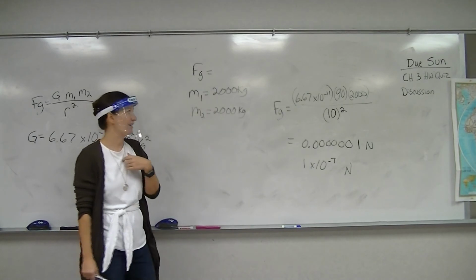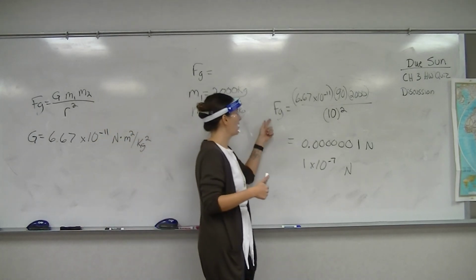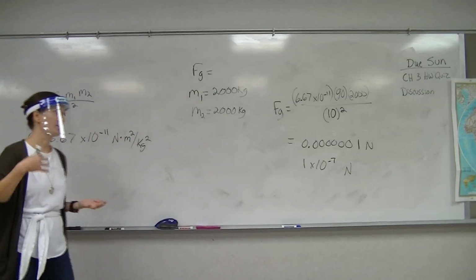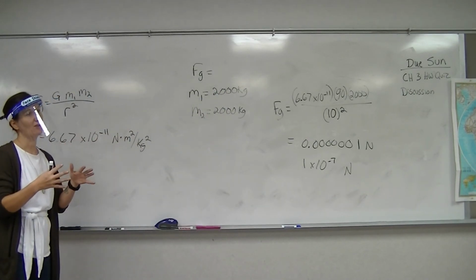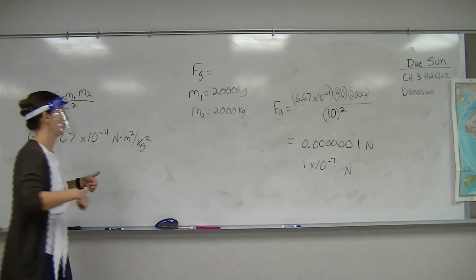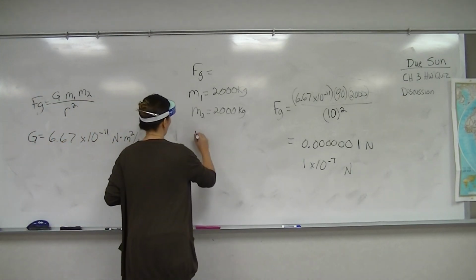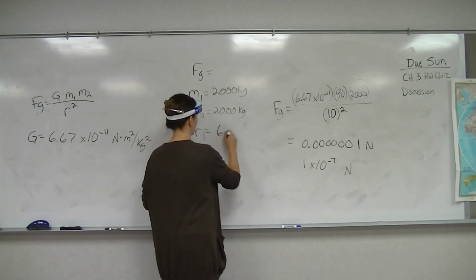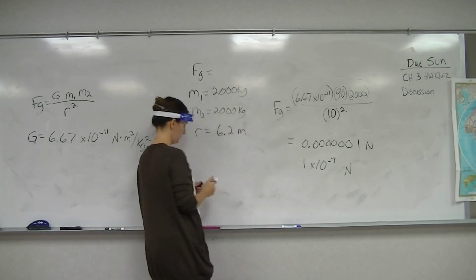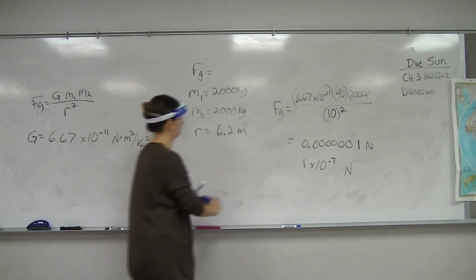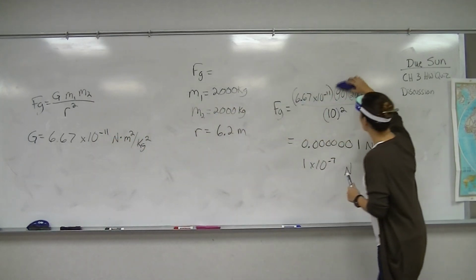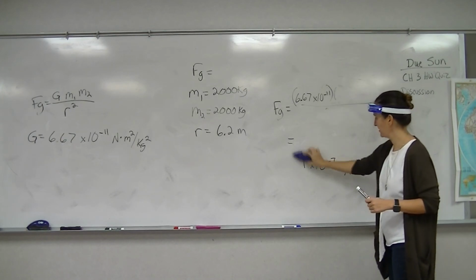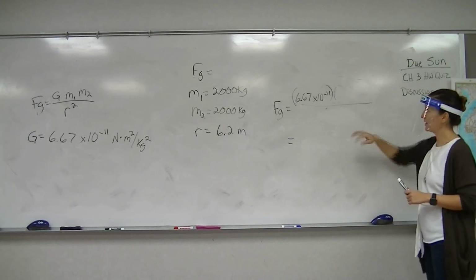So what I expect is, since the masses are much higher, my gravitational force is going to be higher as well. Because gravitational force and the masses are proportional to each other, which means if one goes up, the other's going to go up too. So, what are their radius? How far apart are they? 6.2. All right. So, instead of rewriting all this, I'm just going to leave my gravitational constant up and plug in my new values.